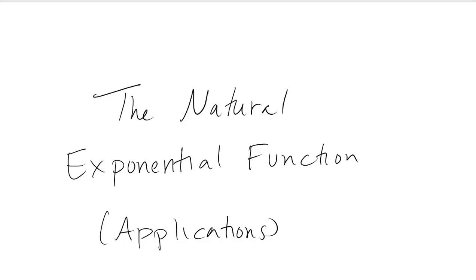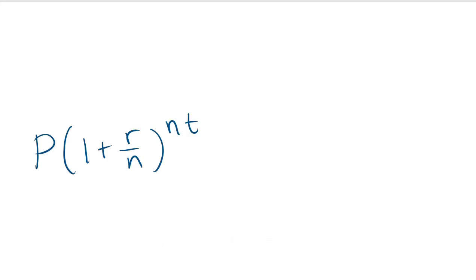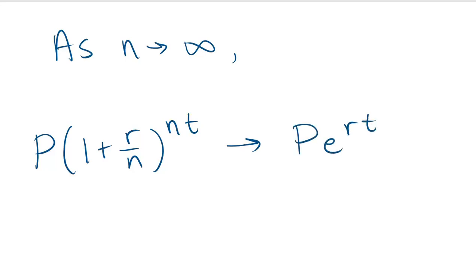Rather than looking at the case of investing $1 at 100% interest for 1 year, let's just take the general formula, P dollars invested at interest rate R for T years. And we're going to ask what happens as n goes to infinity. Well, you can prove that as n goes to infinity, the compound interest formula becomes P times e to the RT. You can see in particular that if P, R, and T were all 1, then the answer would be e, which was the example that we did last time.